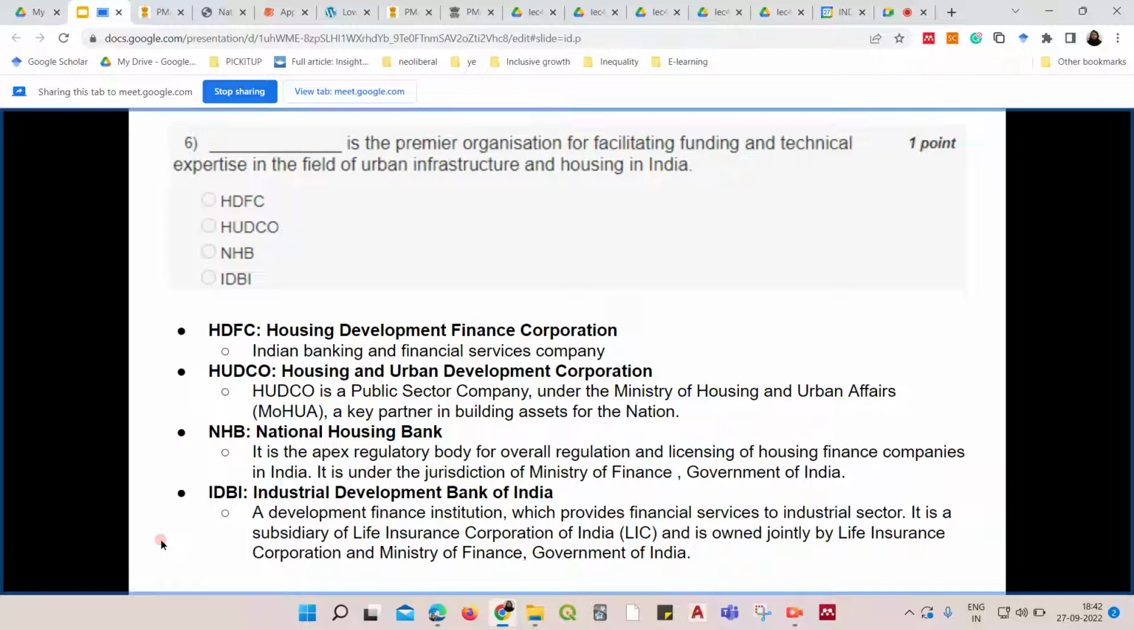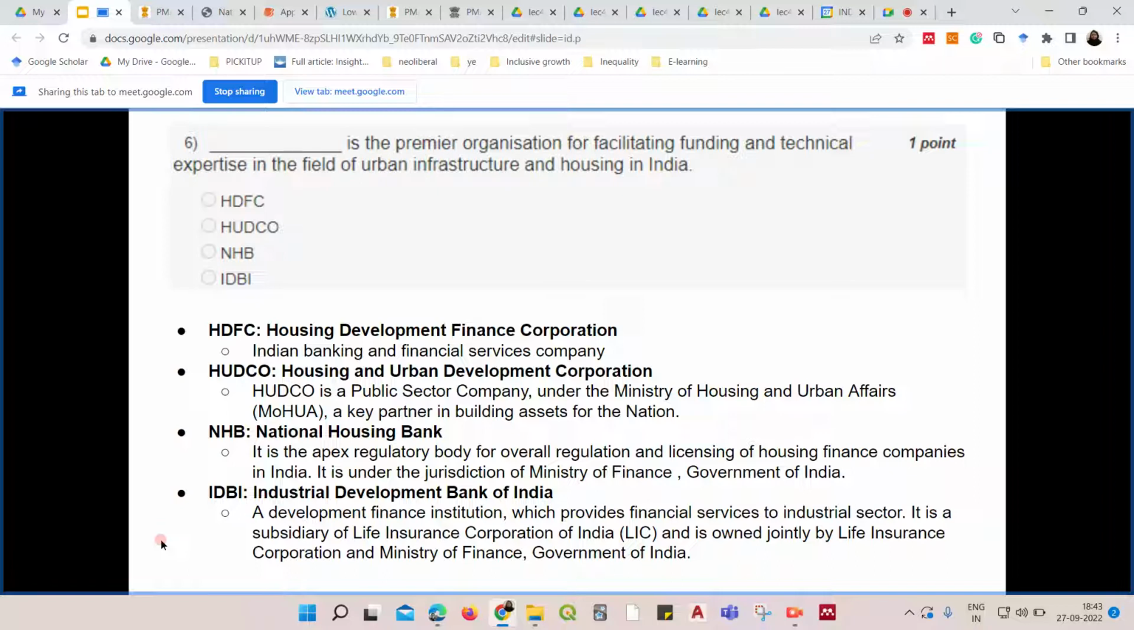So assets, it's talking about the different infrastructures and services which are developed by the Ministry of Housing and Urban Affairs. And one key area which HUDCO looks at is development of affordable housing for EWS and LIG groups. Next is NHB, which is National Housing Bank. National Housing Bank is actually an apex regulatory body.